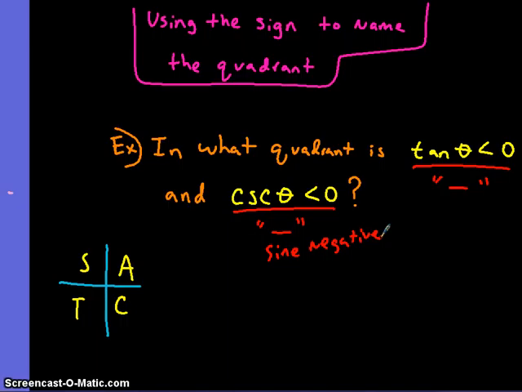So in this one we have tan is less than 0. It couldn't be here, couldn't be here. In both of those places, tan will be positive. The next one is cosecant, or even better, sine negative. Sine cannot be negative there, so it has to be in quadrant 4. So the answer to this one is also quadrant 4.